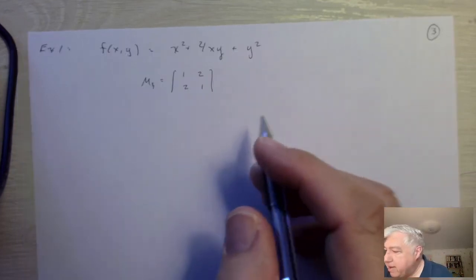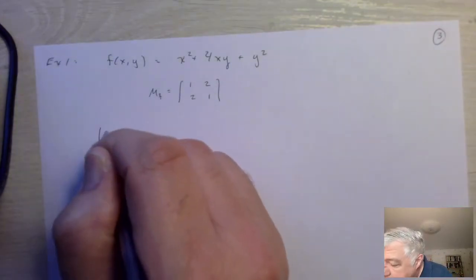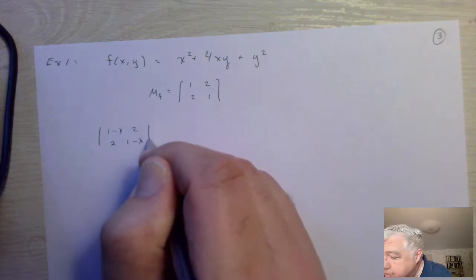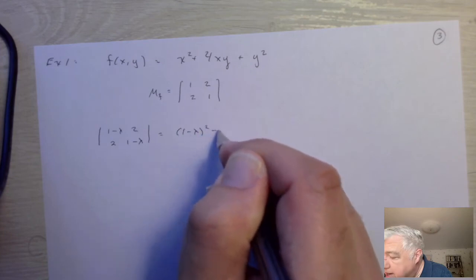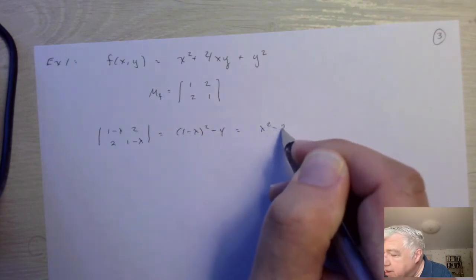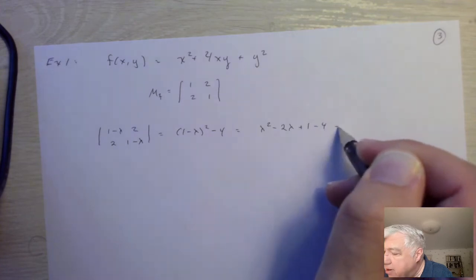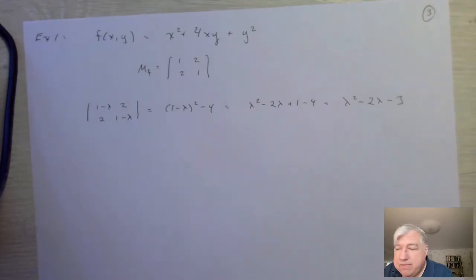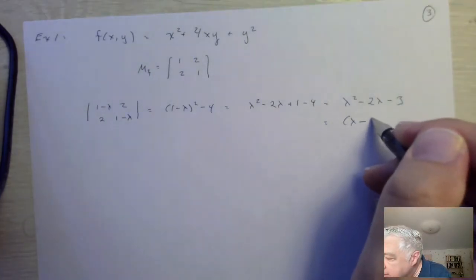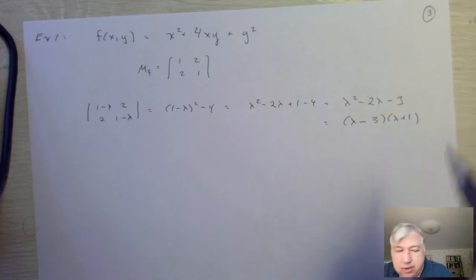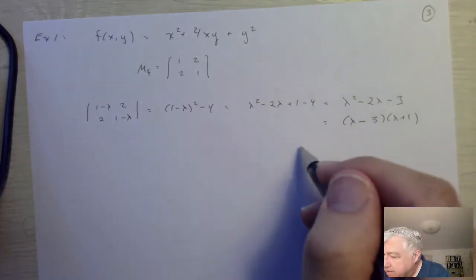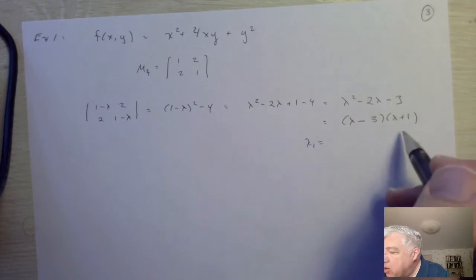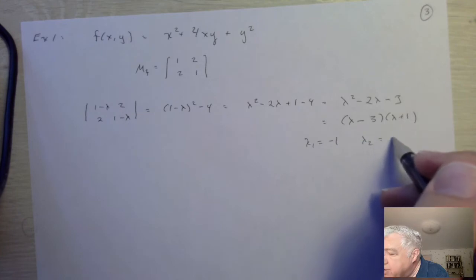And we want to find the characteristic polynomial. So that's the determinant of [1 minus lambda, 2; 2, 1 minus lambda]. This is going to be (1 minus lambda) squared minus 4, which is lambda squared minus 2 lambda plus 1 minus 4, or lambda squared minus 2 lambda minus 3. And this luckily factors very nicely as (lambda minus 3)(lambda plus 1). So this means that our eigenvalues are 3 and negative 1, and we'll take lambda 1 to be the smaller one, negative 1, and lambda 2 is equal to 3.